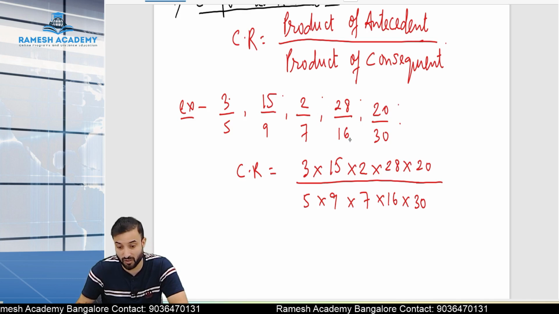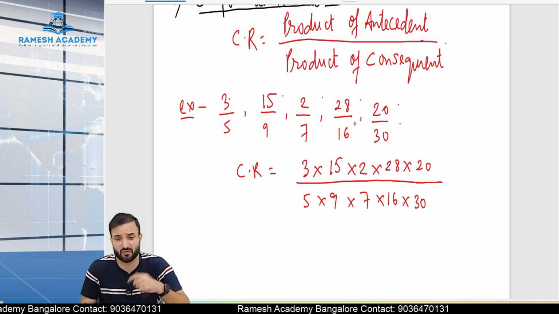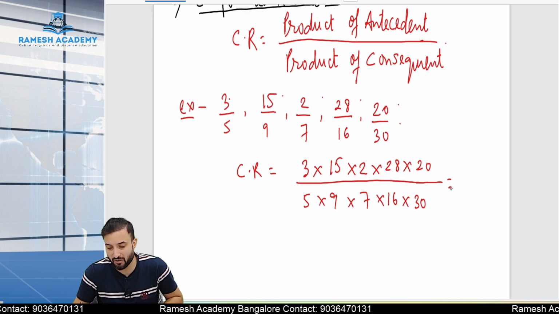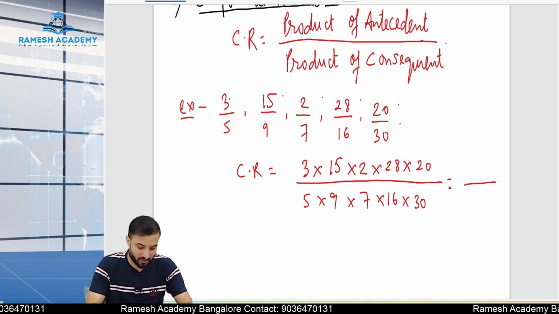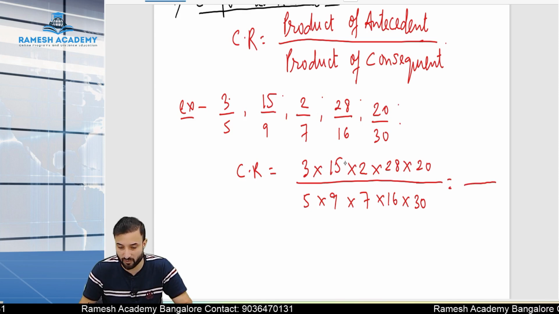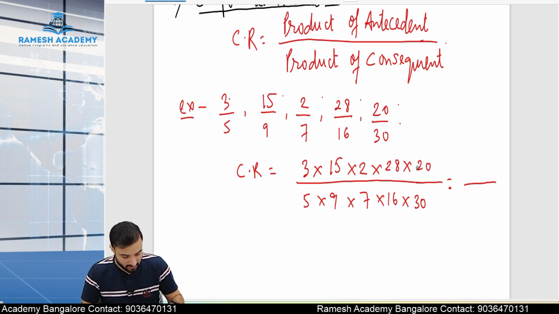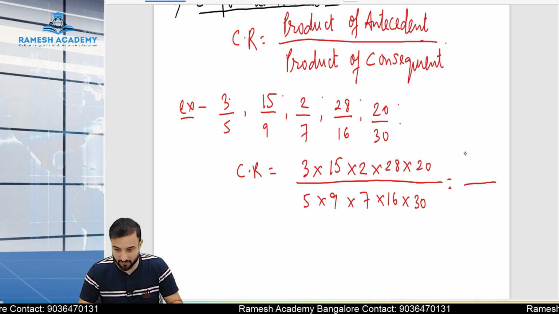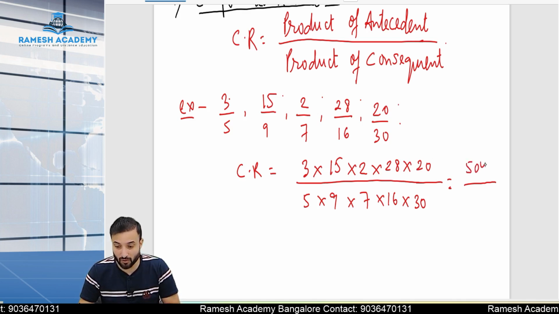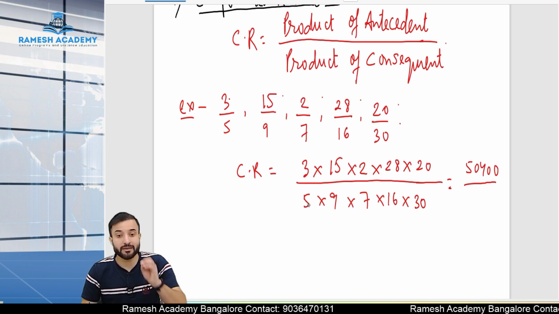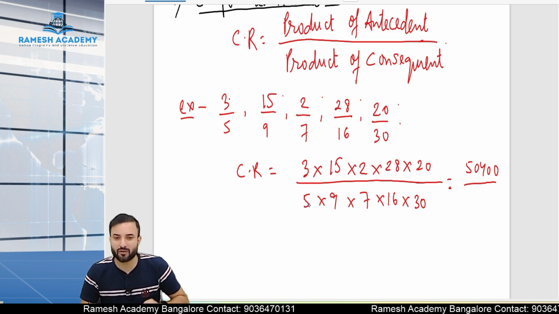Product of antecedent by product of consequent: you will multiply 3 into 15 into 2 into 28 into 20. Then let's see what is there. 3 into 15, 45, 45 into 2, 90, 90 into 20 is 1800, correct? Yes, 1800 into 28 is 50,400.